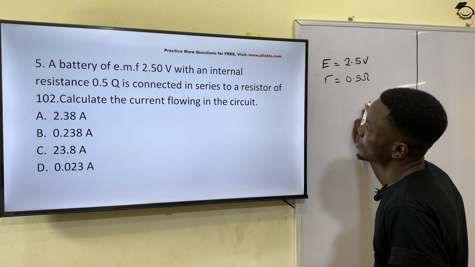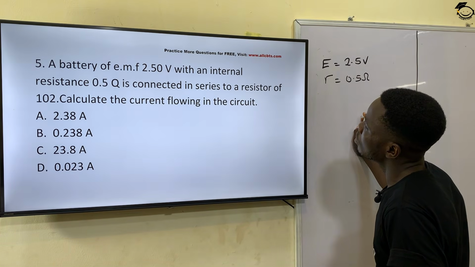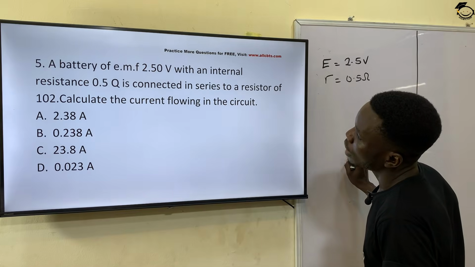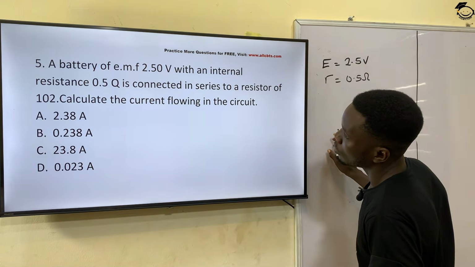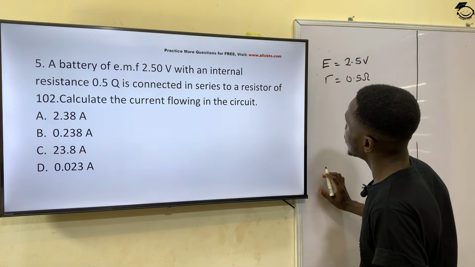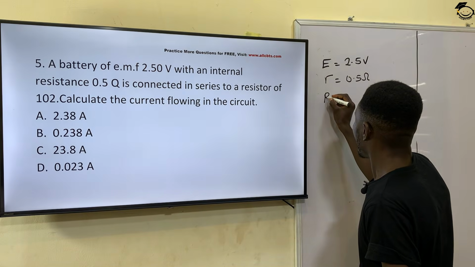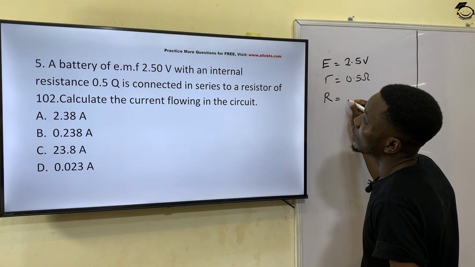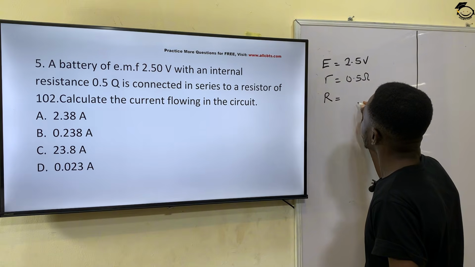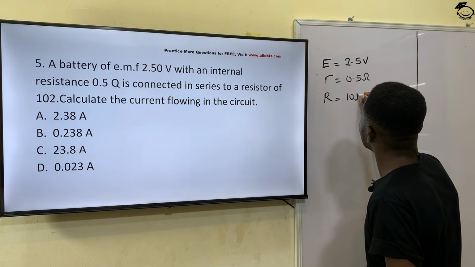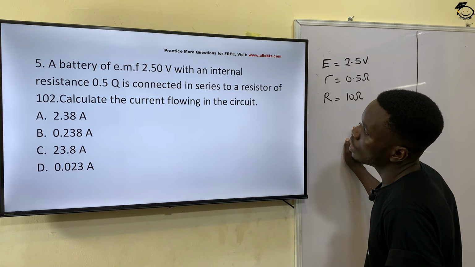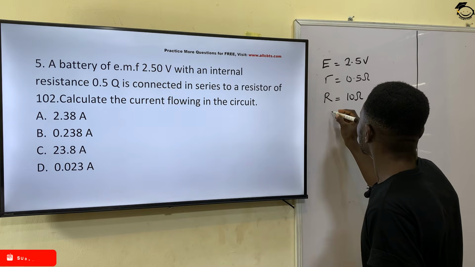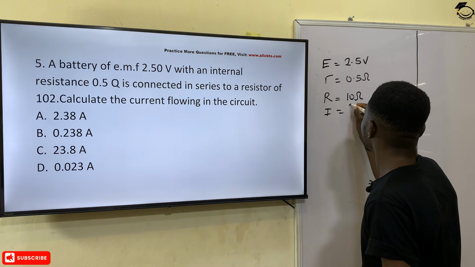It's connected in series to a resistor of 10 ohms. What you have there is 10 ohms, not 102. So we have our external resistor that is connected as 10 ohms. Calculate the current flowing in the circuit. So we have to find the current flowing in the circuit.